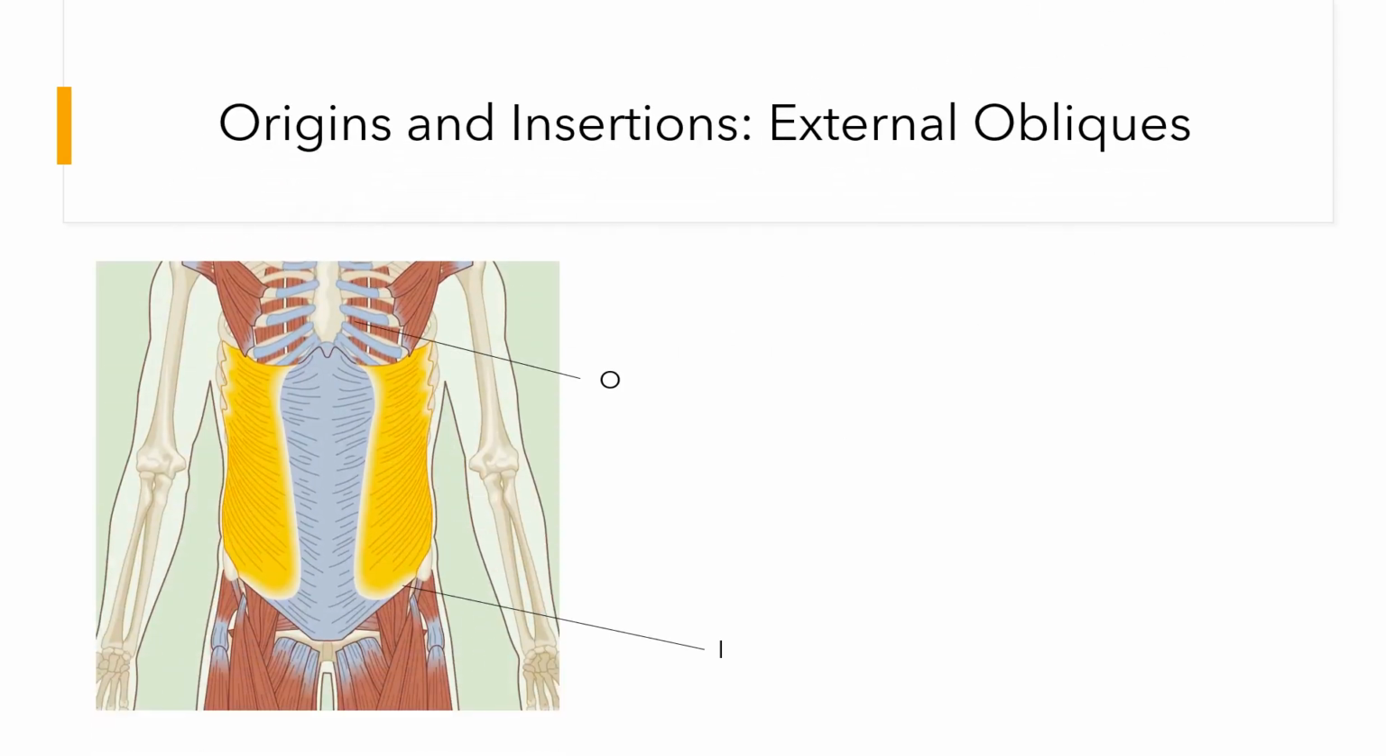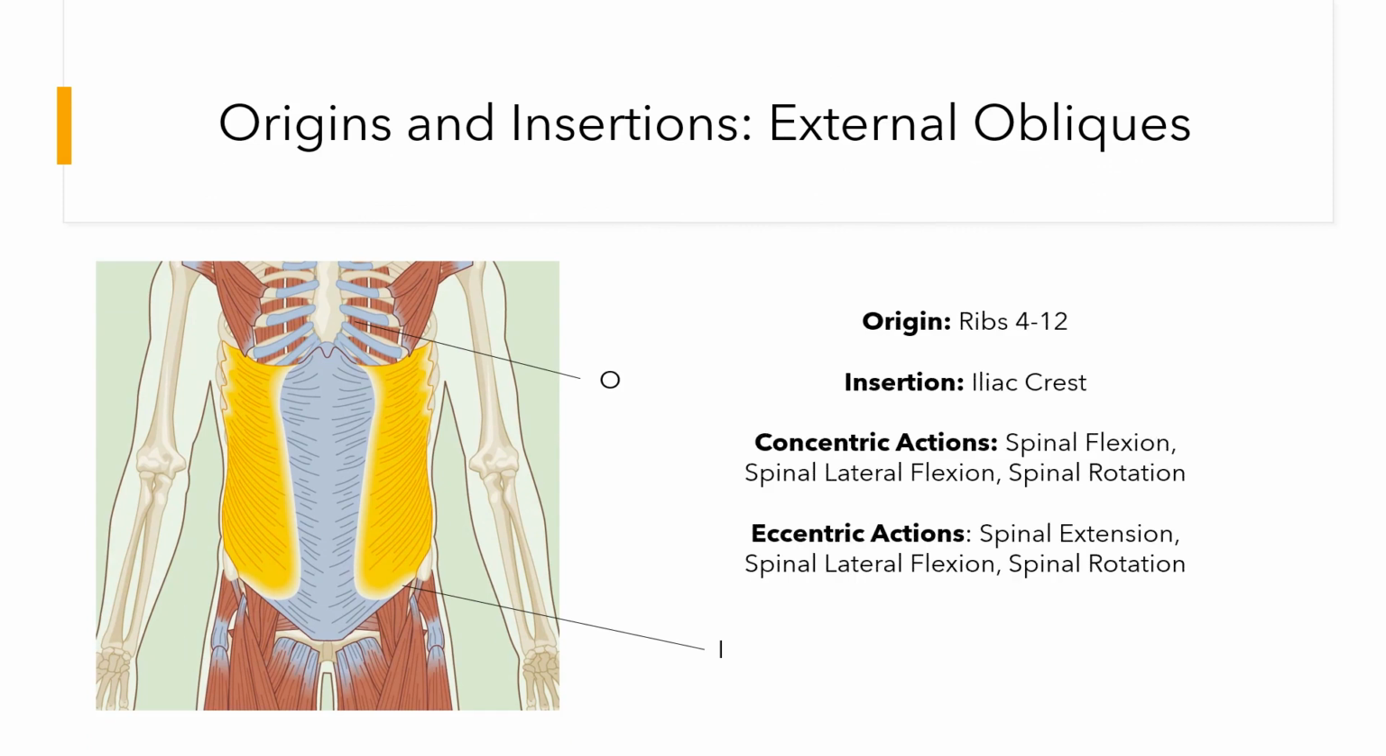Staying around the torso, we have the external obliques. They originate in ribs 4 to 12 and they insert into the iliac crest. Concentrically, you're going to get spinal flexion, lateral flexion, rotation as well. Eccentrically, extension, lateral flexion, spinal rotation. Lateral flexion, spinal rotation on the opposite side.